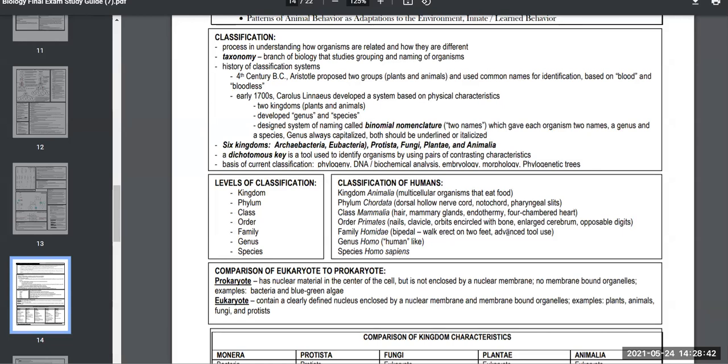All right, hello everybody, and welcome back to our biology class. Today we're going to talk about the classification, or the six kingdom approach.